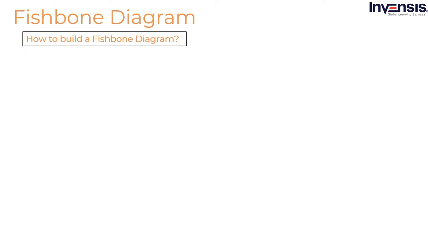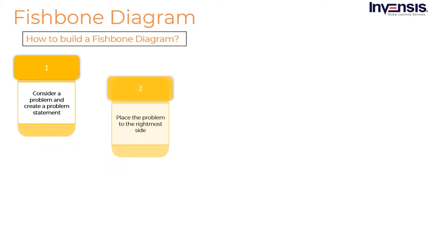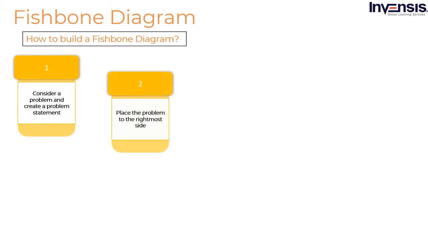Now let us discuss how to build a fishbone diagram. Fishbone diagrams are typically worked right to left, with each large bone of the fish branching out to include smaller bones, each containing more detail. Now let us see the steps to create a fishbone diagram. First, take a problem, and treat it as a problem statement. Place this on the rightmost side. In comparison to a fish, it is in the place of a fish eye.